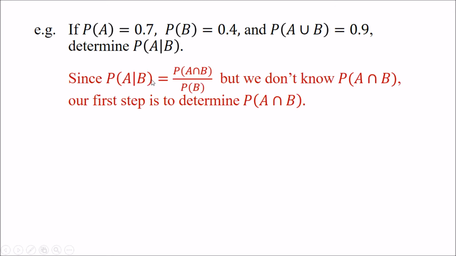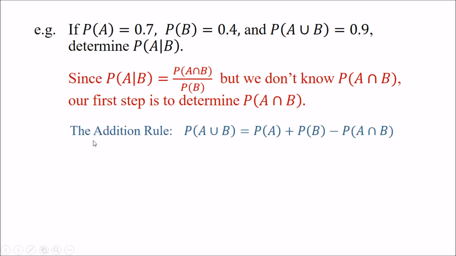Since the probability of A given B is equal to the probability of A intersection B, or A and B, divided by the probability of B, but we don't know the probability of A and B, our first step is to determine the probability of A and B. We reach back to the addition rule from the first video lesson. The probability of A or B is the probability of A plus the probability of B minus the probability of A and B.